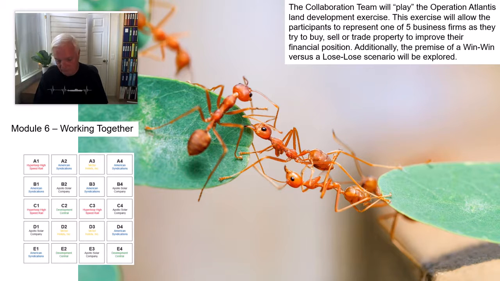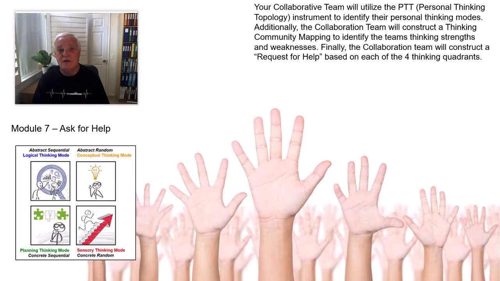Now, once you're done with that, we're going to have you really start to understand how you think using what we call a PTT, Personal Thinking Topology. That Personal Thinking Topology instrument is something we've designed that allows you to really understand how you're wired. Upper brain, lower brain, right brain, and left brain functionality will be illustrated for you off of an initial survey.